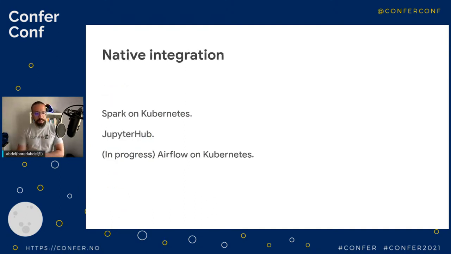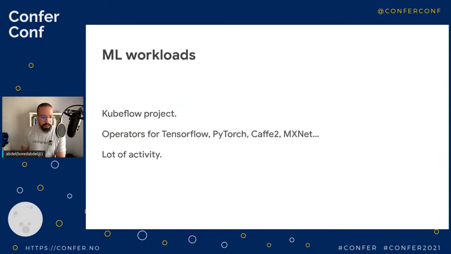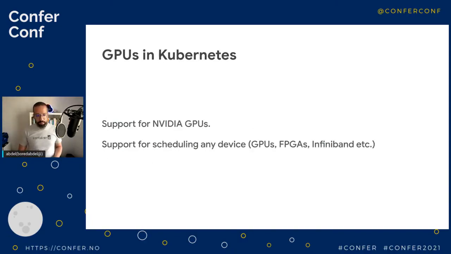It has native integration with a bunch of open source tools. Spark on Kubernetes is one of them. JupyterHub and Airflow are already there. The slides are a little bit outdated. Some of the ones I used before are Argo pipelines, which is already integrated, and there is a bunch of other stuff. In the machine learning space, there are things like Kubeflow. There are a couple of operators for TensorFlow and PyTorch, and a lot of other options for running machine learning workloads on top of Kubernetes.